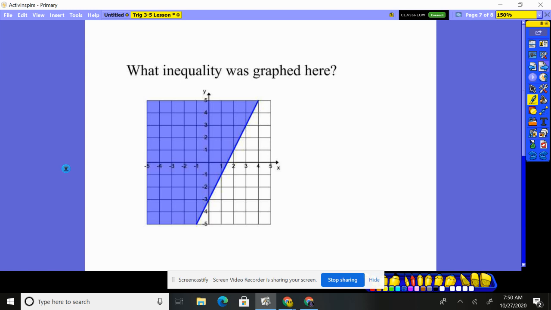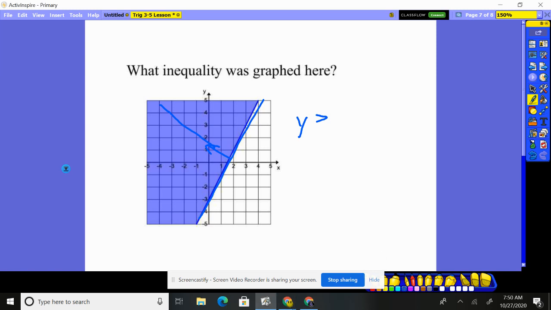So, we're changing up things here a little bit. What inequality is graphed here? We got to figure it out. Well, not very difficult. I got to figure out the equation. I notice it's shaded, if this is my line, it's shaded above. Notice that arrow is pointing up. So I know this is y is greater than.